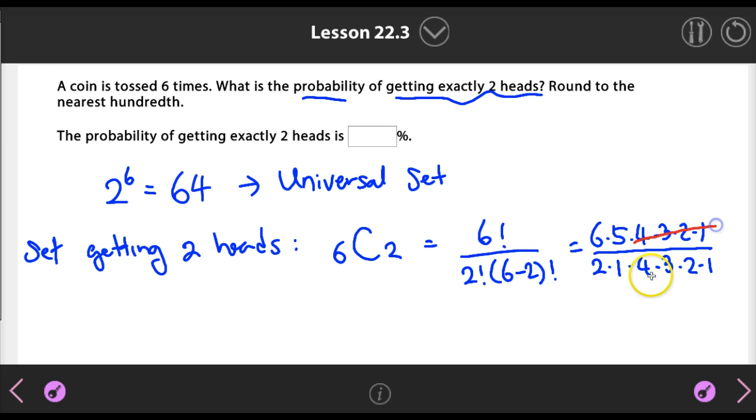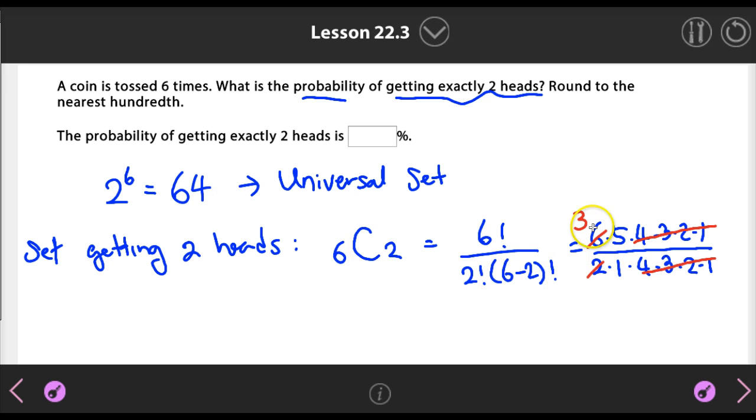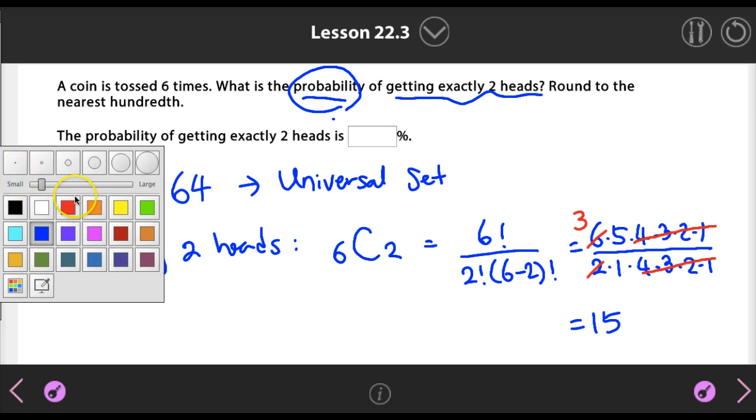So let's cancel out the 4 times 3 times 2 times 1 from the top and the bottom, and we know that 2 goes into 6 3 times. So what is our answer here? Yes, 3 times 5 is 15, okay? But so that is the set of getting 2 heads, okay? And so if you want to find the probability, of course, we have to put the 15 on top, right?